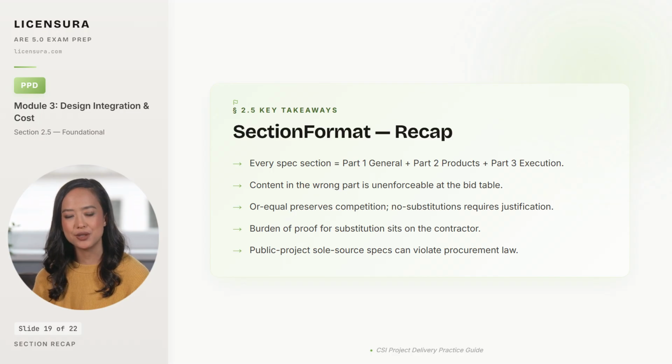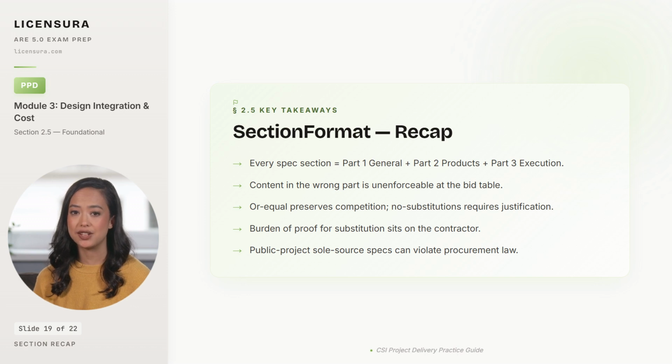Every spec section follows the same 3-part structure. Part 1, General. Part 2, Products. Part 3, Execution. And you must know which content lives in which part on site. Content placed in the wrong part is unenforceable at the bid table, which means a poorly organized spec turns into a dispute the contractor wins.